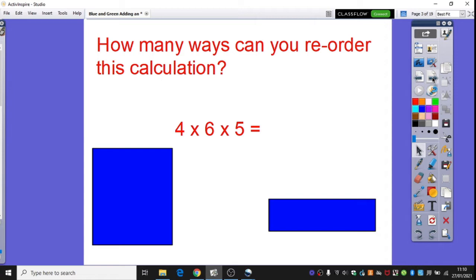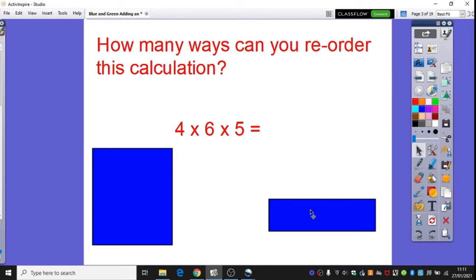So I've put a little question up to begin with, and you might want to pause the video, and this is almost a sort of how many different orders can you find? It says how many ways can you reorder this calculation? So I've got here 4 times 6 times 5.